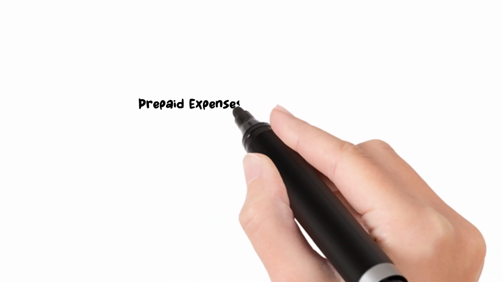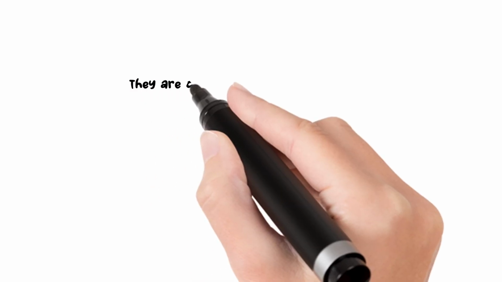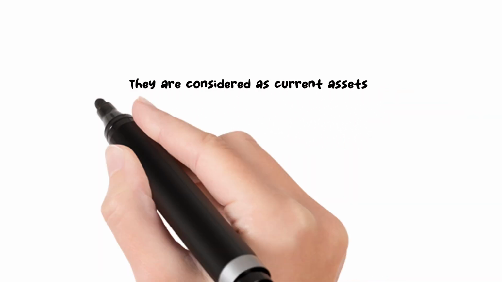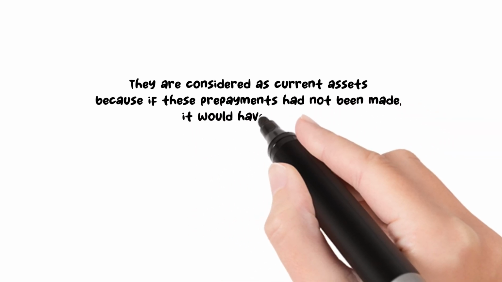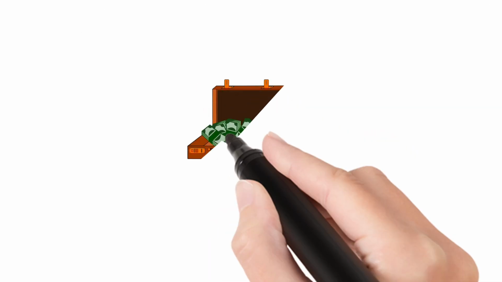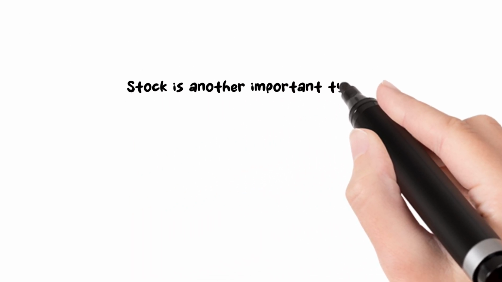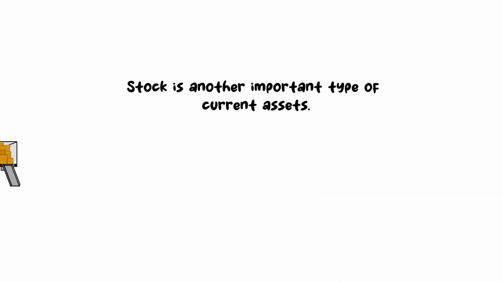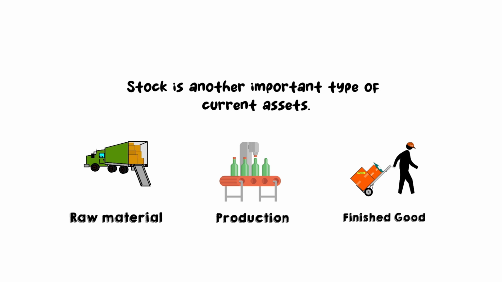Prepaid expenses are those expenses which are paid in advance, such as rent, taxes, insurance premium. They are considered current assets because if these prepayments had not been made, it would have required a cash payment during the next period. Stock is another important type of current assets. It includes raw material, work in progress, as well as finished goods.